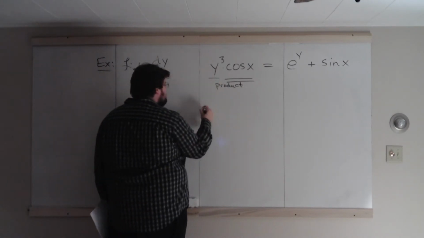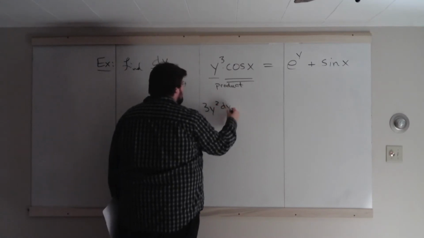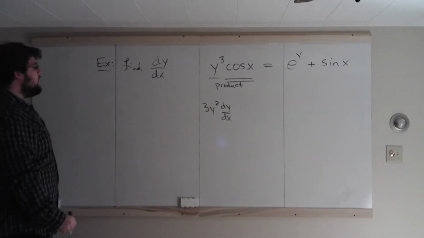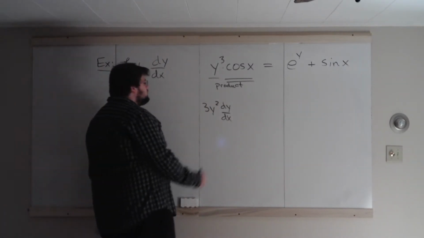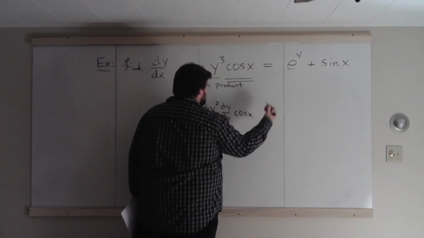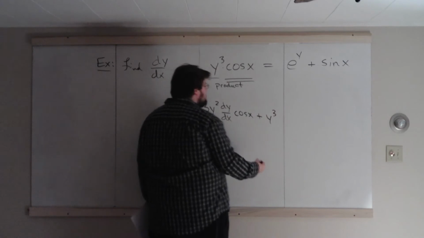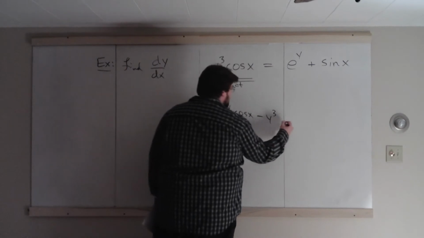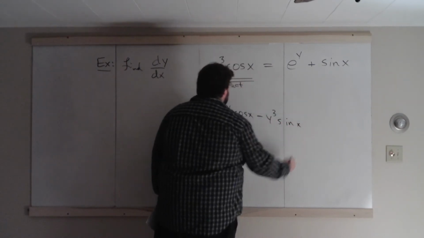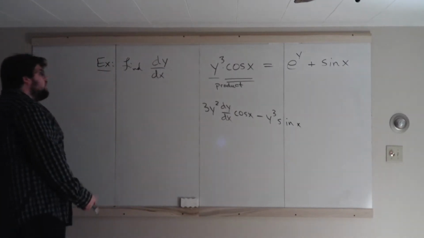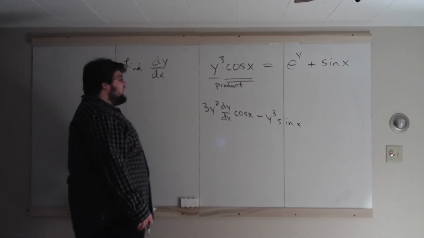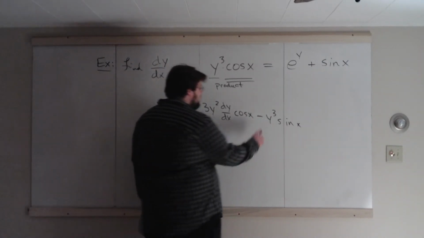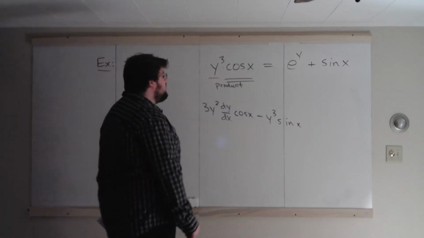So what do we get? Well, the derivative of y cubed is 3y squared, and then apply chain rule. We're differentiating with respect to x. Apply chain rule. The derivative of the inside is dy dx. So this is derivative of the first, leave the second alone, plus the first times the derivative of the second. The derivative of the second is negative sine of x. And notice, we're taking the derivative of cosine of x. That doesn't have any y's, so we can take that derivative normally. And notice also, I changed that plus to a negative because the derivative of cosine is negative sine.